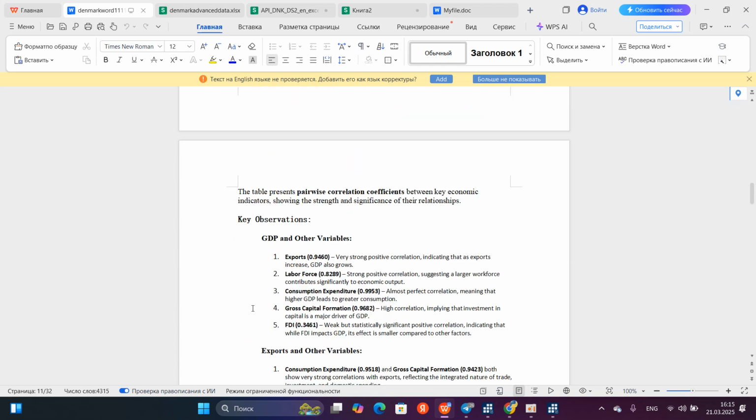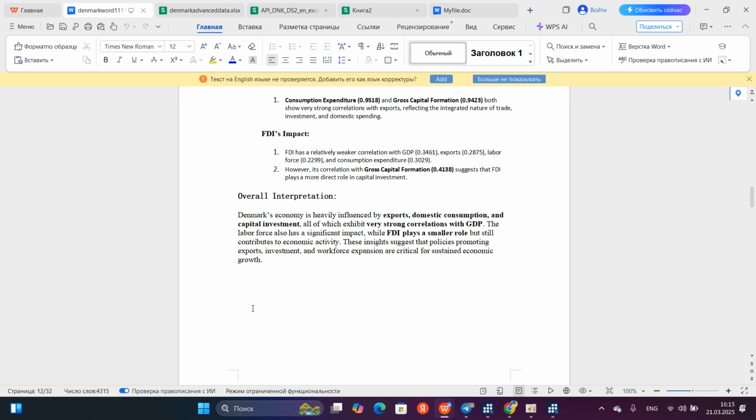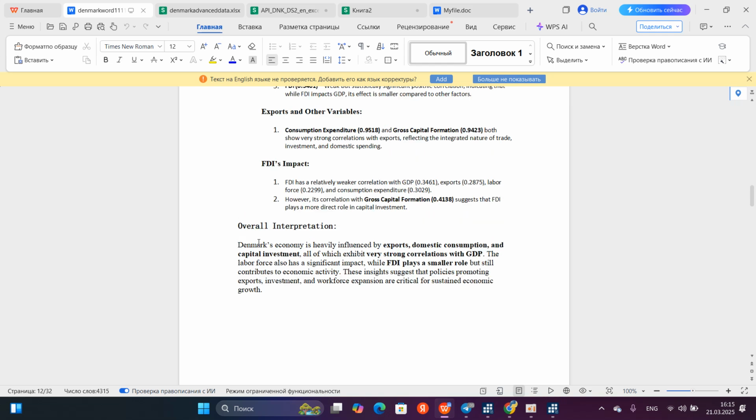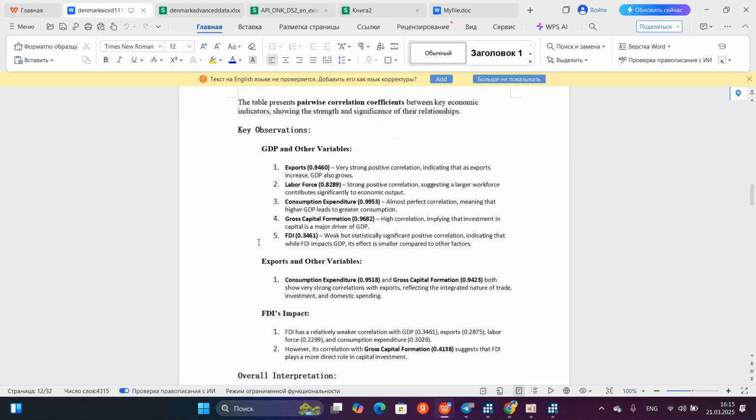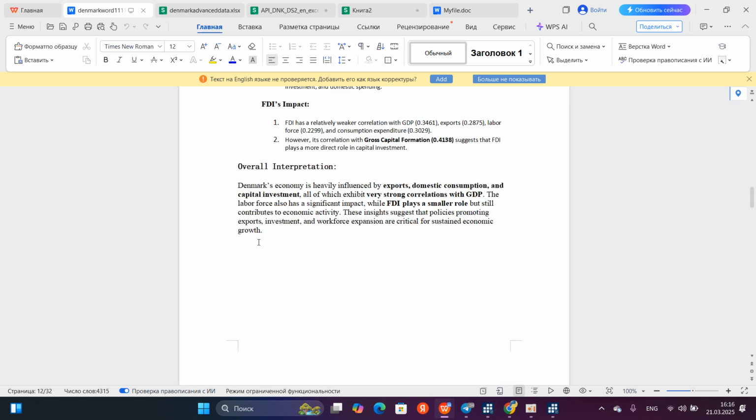The table, let me explain the overall interpretation. Denmark's economy is heavily influenced by exports, domestic consumption, and capital investment, all of which exhibit very strong correlations with GDP. The labor force also has a significant impact, while FDI plays a smaller role but still contributes to economic activity. These insights suggest that policies promoting exports, investment, and workforce expansion are critical for sustained economic growth. And if you want further explanation, you can read it by pausing the YouTube video that I've uploaded to YouTube.